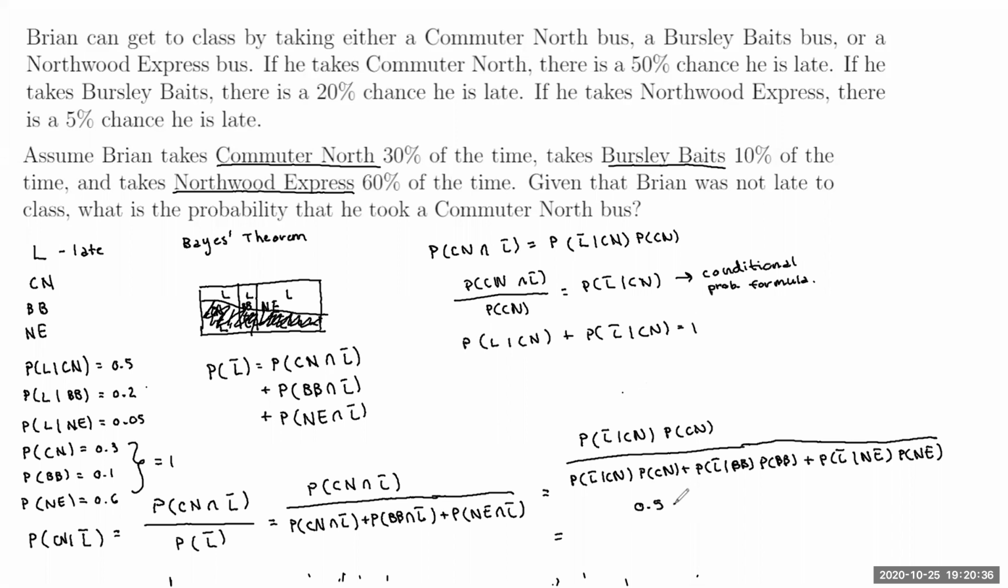And then P of Cn was the 0.3 from before, and then we divide by L complement given Cn times P of Cn, which is the same thing as the top, so 0.5 times 0.3, plus L complement given BB, which would be 0.8, times the probability of taking BB, which is 0.1, and then we add on P of L complement given NE, which would be 0.95, times P of NE, which would be 0.6 here. So this would be our final conclusion.